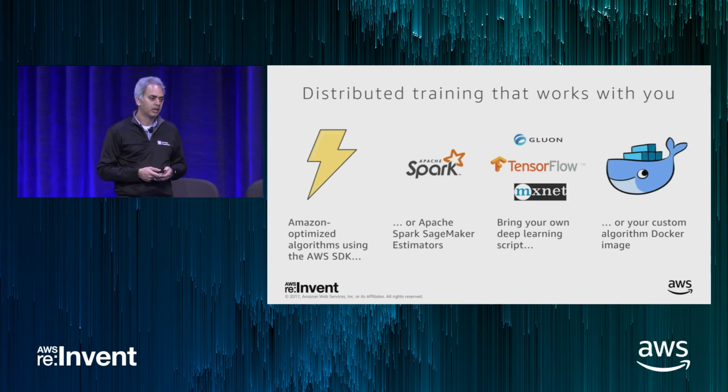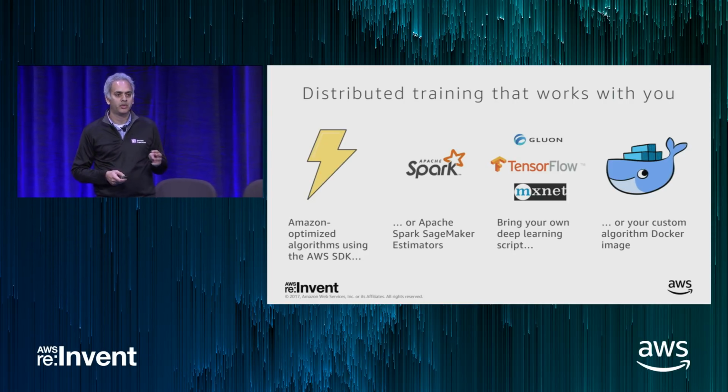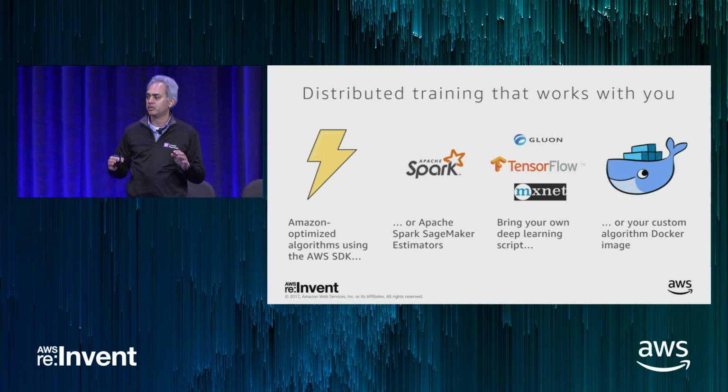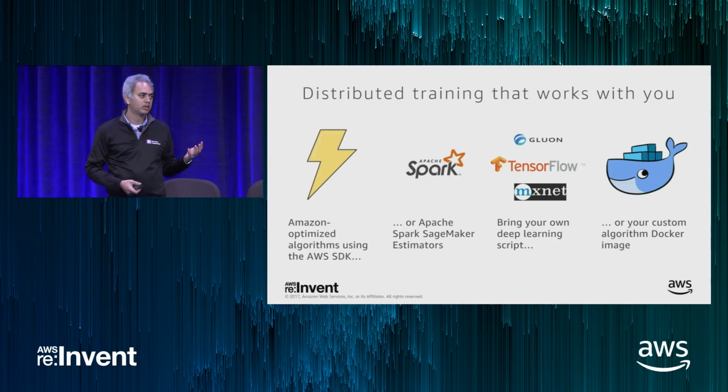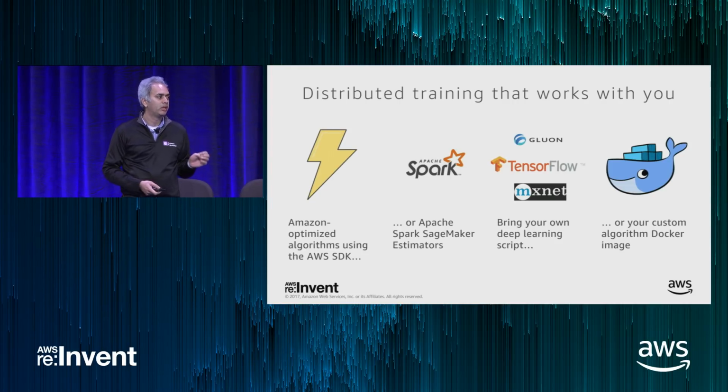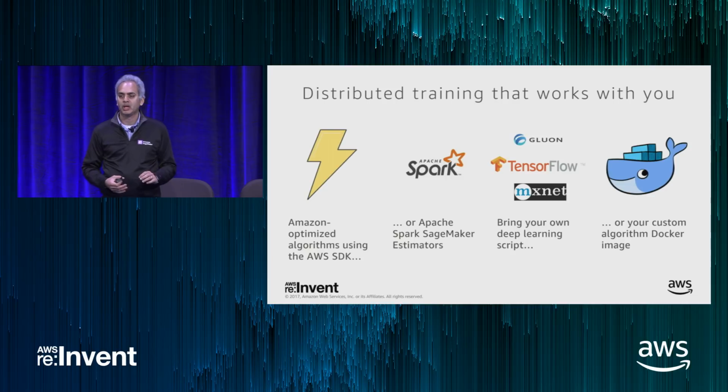And the fourth thing is, for the truly sophisticated customers that have hand-coded their machine learning algorithms, we still wanted to be able to help you. So the fourth thing you can do is bring your custom Docker image, and we will still consume that Docker image and use that for distributed training.